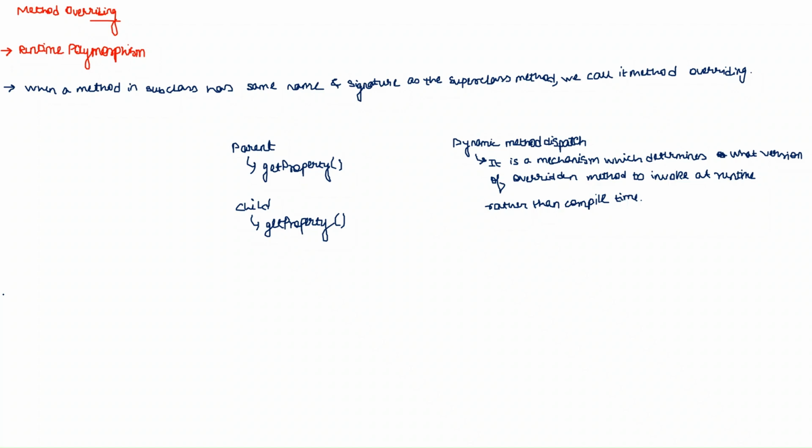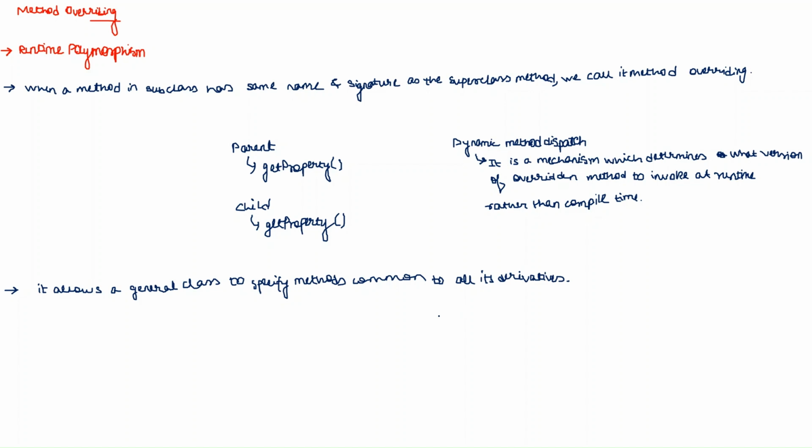But you might have a question: why exactly do we want to override methods when we obviously have the option of overloading them? The simple answer lies in the fact that a general class can specify methods common to all its derivatives. And this is why method overriding gets really interesting.